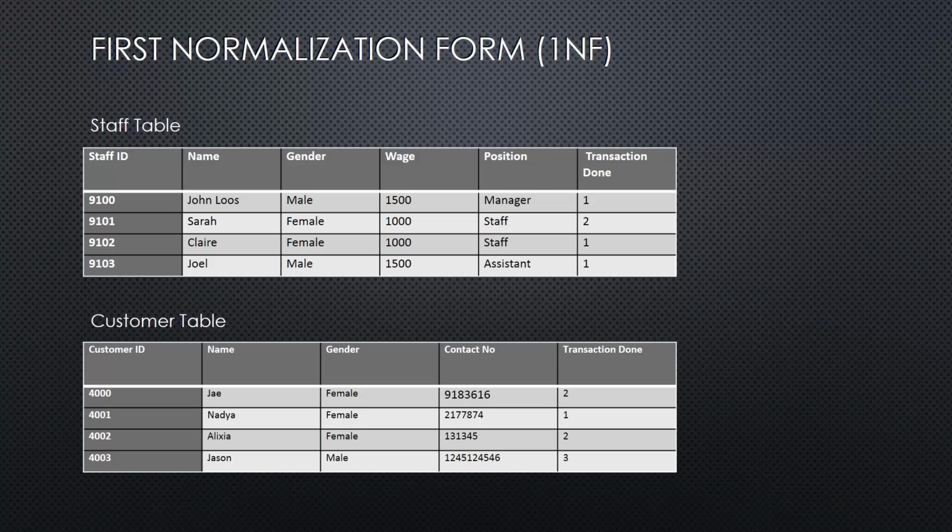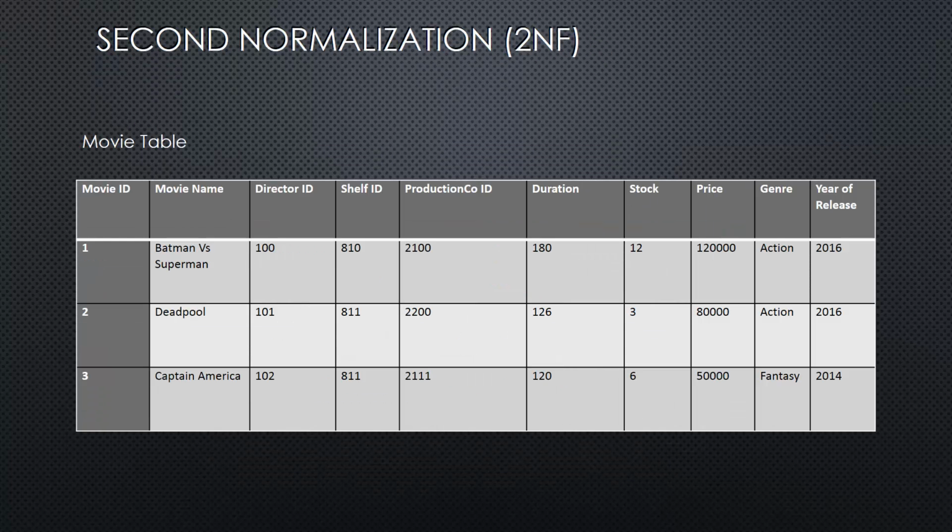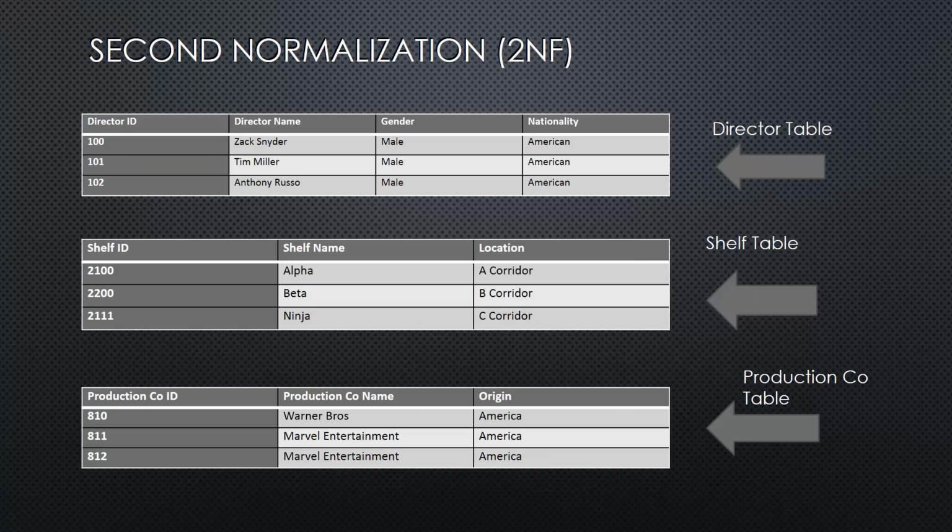Now let's take a look at the second normalization. At this point, we already assigned the movies an ID, and the director name, shelf name, and production company name have been substituted by director ID, shelf ID, and production company ID. A better description of the movies has also been included by adding attributes like stock, genre, and year of release. Now, director, shelf, and production company have their own tables.